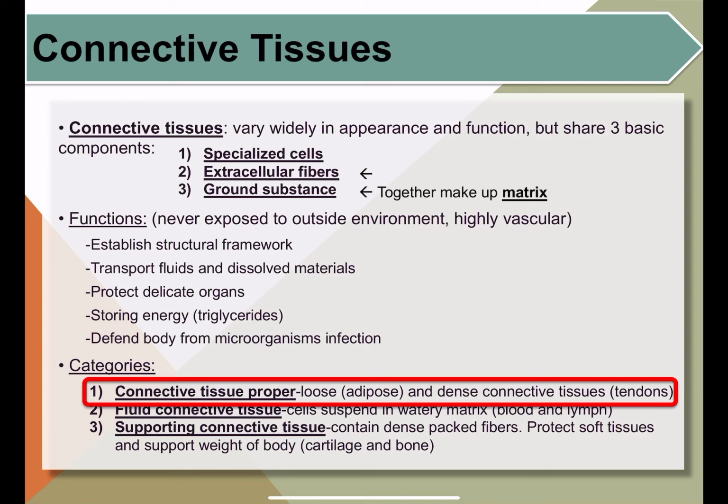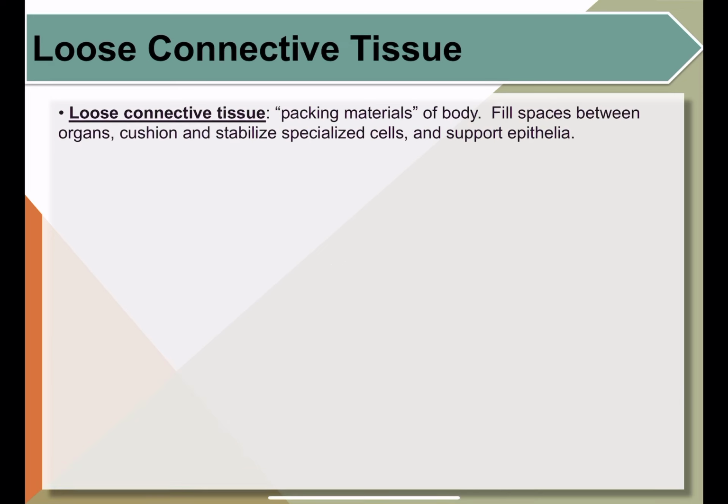Now we will go into the different specific kinds of tissues within the connective tissue proper category. There are two main types of connective tissue proper: the loose connective tissue and dense connective tissue. Adipose is an example of loose connective tissue, and tendons are an example of dense connective tissue. But I will talk about all the different examples that you have to know.